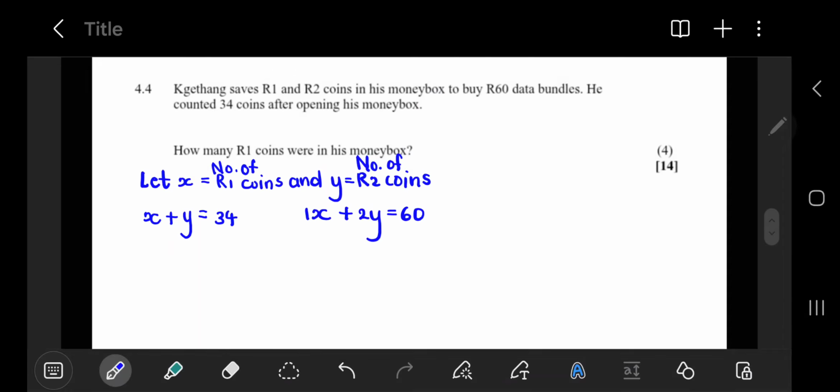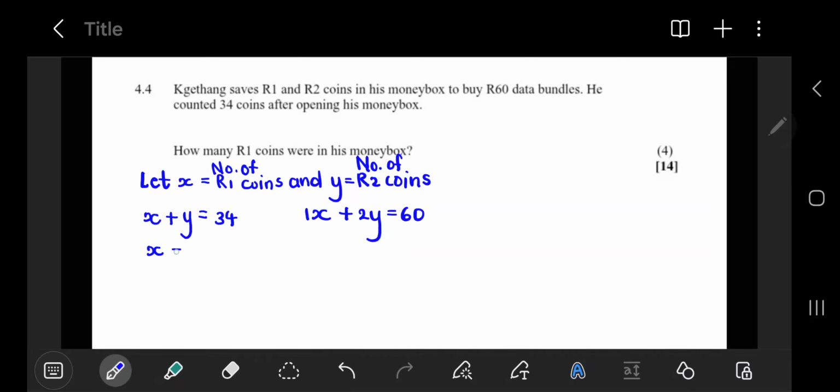Now let's make sense of this, right? Why we've got 1x and 2y is that we've got the 1 rand coin, but there's an x amount of it. And we've got the 2 rand coin, but there's a y amount of it. Because remember, those letters represent how many there are. Now what we actually have here is we've given ourselves two equations. So we have a system of equations where we can solve them simultaneously to get the values of x and y.